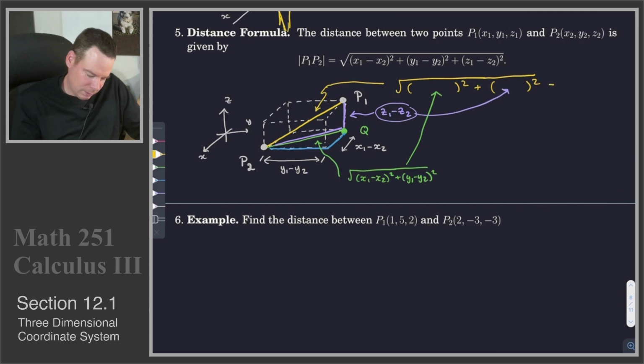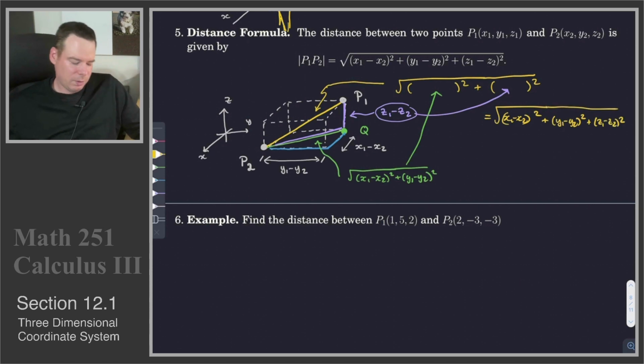And that is exactly the square root of x1 minus x2 squared, plus y1 minus y2 squared, plus z1 minus z2 squared. And so that verifies our distance formula between 2 points. It was basically using the Pythagorean theorem twice.